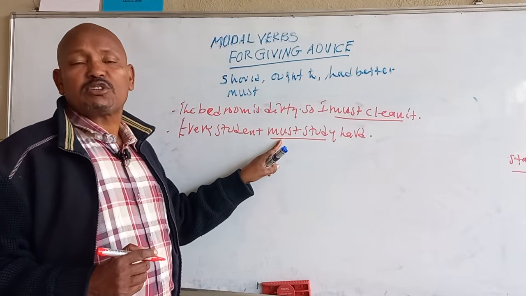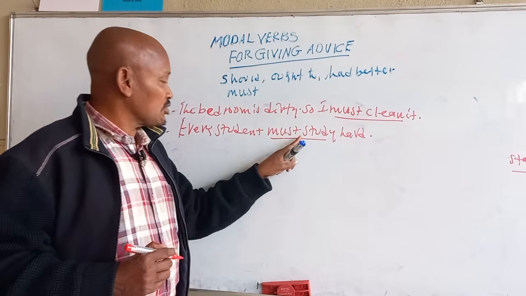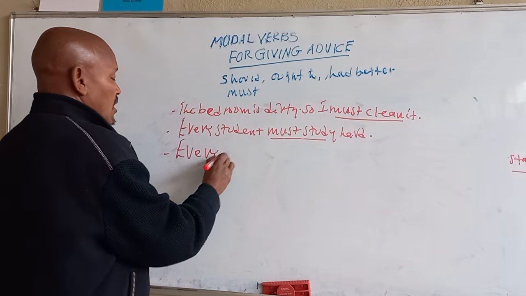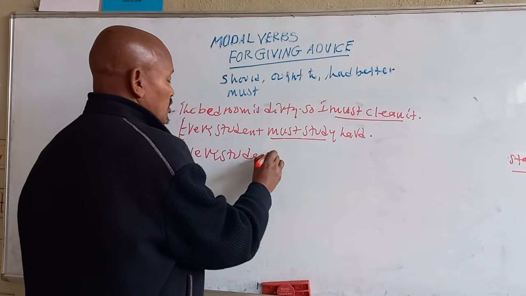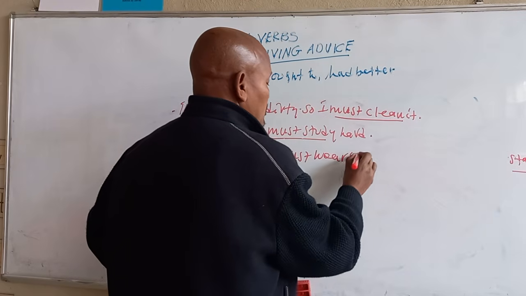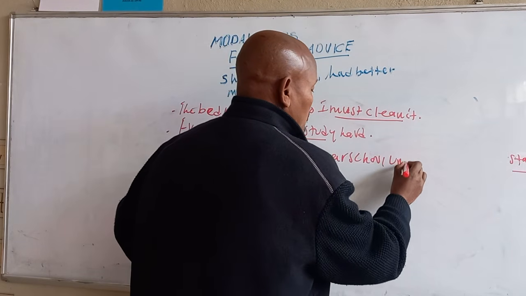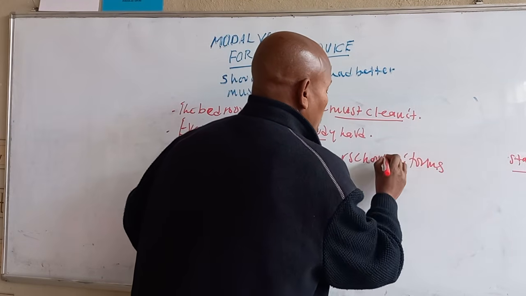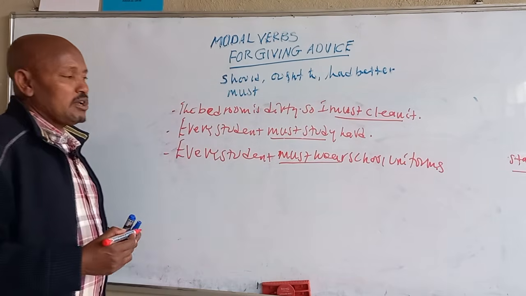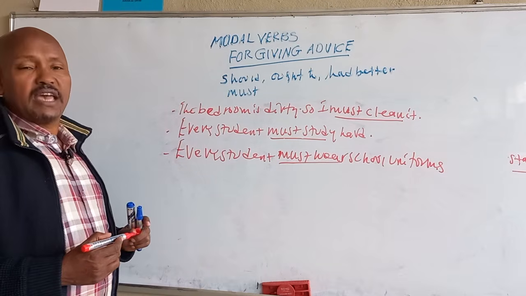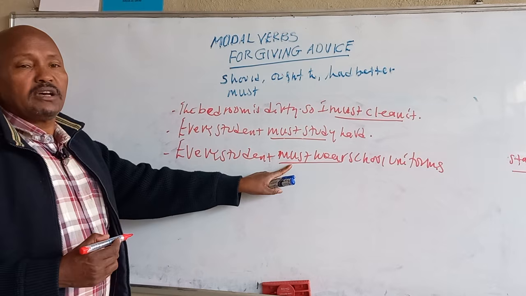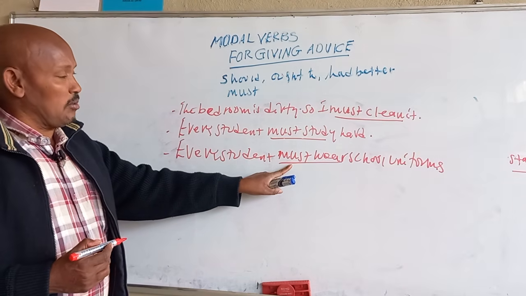Must has a strong sense or a strong meaning. So we can use must in this way. Look here. Every student should what? Or must wear school uniforms. Every student must wear. Look here. Every student must wear school uniforms. Since they are students, they must wear school uniforms. So this is a strong advice and a strong obligation.